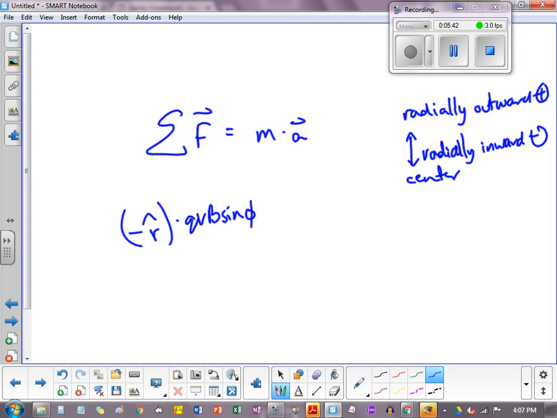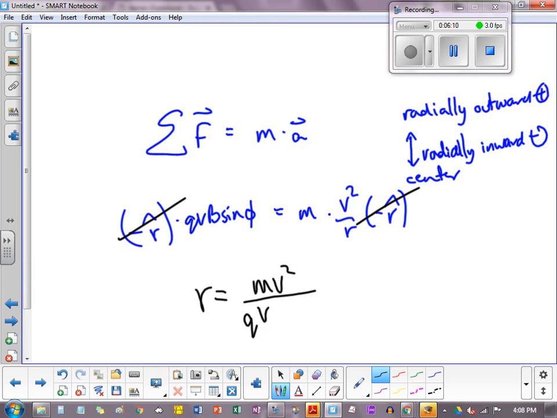Right? It's the only force in town, actually, so this is just equal to ma. Centripetal acceleration can be kinematically shown to simply be v squared over r, right? And the acceleration is radially inward, so it too is negative r hat. So just from a magnitude standpoint alone, you can see that your radius of motion is always going to be mv squared over qvB sine phi.